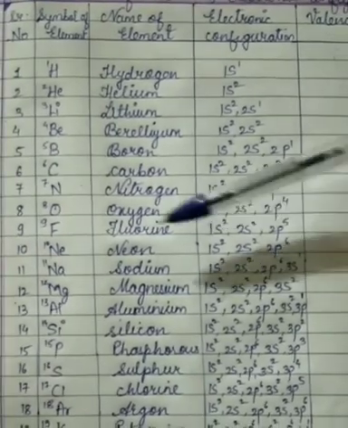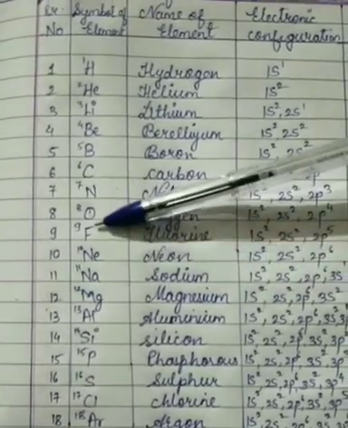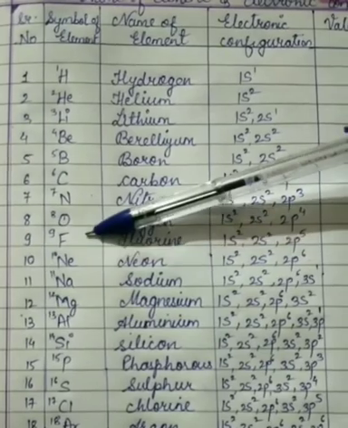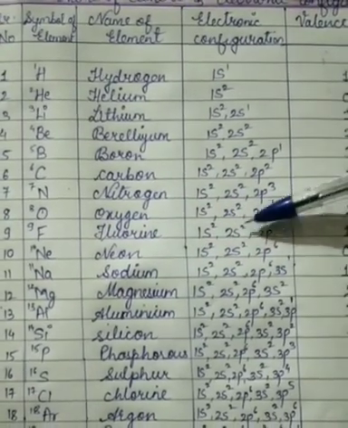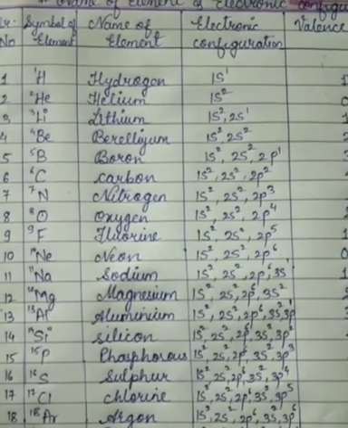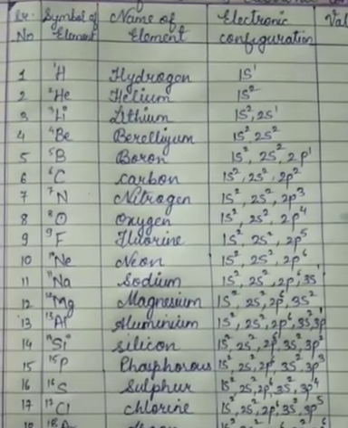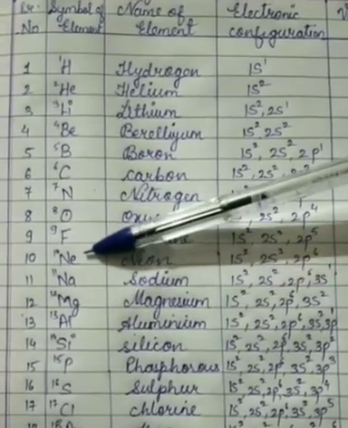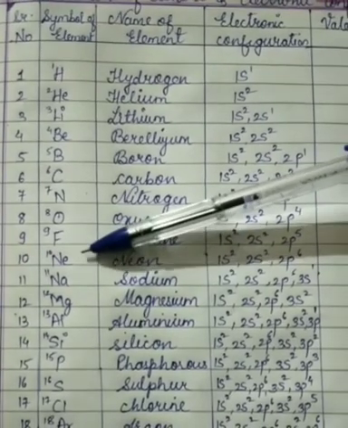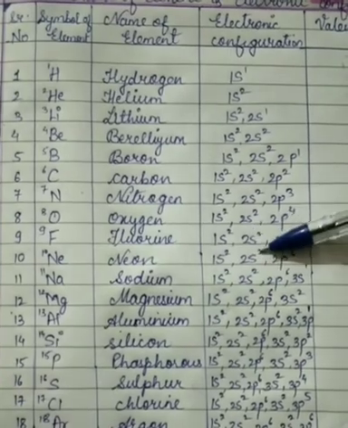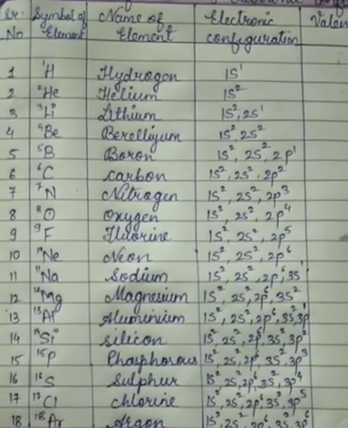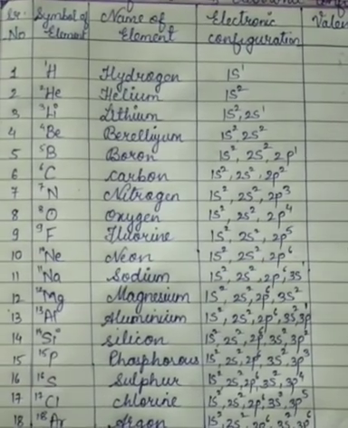Then after it is fluorine, with atomic number 9 and the symbol capital F, and electronic configuration 1s2 2s2 2p5, and valence electron is 1-. 10th number is neon. Neon has the symbol Ne, and the electronic configuration is 1s2 2s2 2p6, and the valence electron is 0.